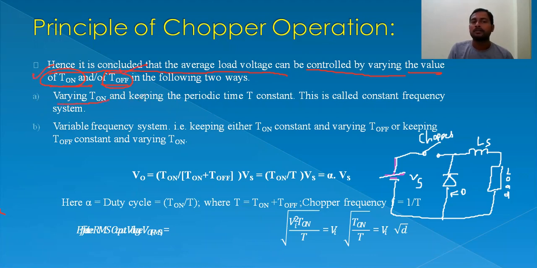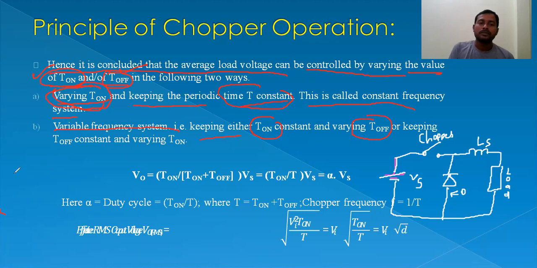By varying the turn on time while keeping the time period constant, this is called constant frequency. I already told you there are two types of controlling. One is pulse width modulation control, and another one is by varying the frequency. So this is by varying the turn on time by keeping T constant. Such a system is called constant frequency. And a variable frequency system is by keeping either the turn on time or the turn off time fixed and varying the other, that is, by changing the frequency.